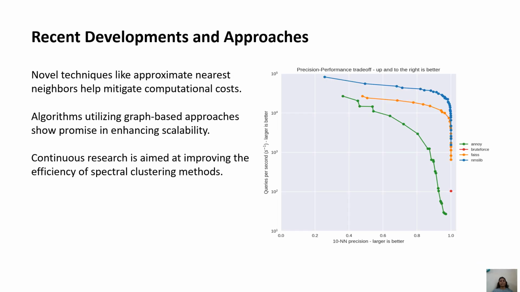Recent developments and approaches: novel technologies like approximate nearest neighbor algorithms help to mitigate the computational cost. Algorithms utilizing graph based approaches show promise in enhancing scalability. Continuous research is aimed at improving the efficiency of spectral clustering methods. You can see the graph shown on the right side of the slide. It is a performance trade-off graph. Up and to the right is better. The red specifies the brute force, the yellow specifies the Faiss, and blue specifies the ellipse.